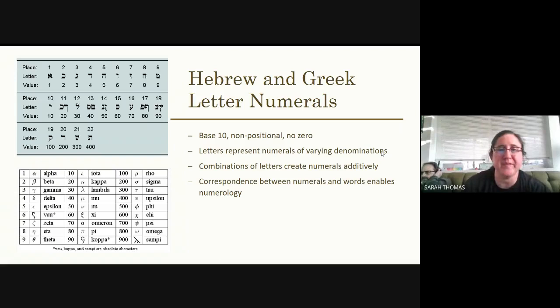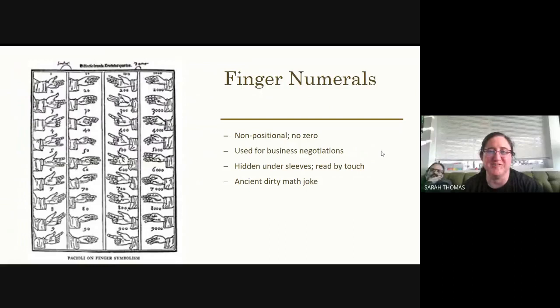One thing that was used in Europe that's really interesting is finger numerals. This is a non-positional system. There's no zero, and it was used for business negotiations. So the way that they would do it is if you wanted to negotiate with someone, you were basically doing it where other people could hear you. And if you didn't want people to overhear your conversation about what price you were getting for something you were selling or something you were buying, you'd want to make sure this was as secretive as possible. And most people couldn't write, or if they could write, if you wrote on something, people could get hold of it, right? Unless you burned it immediately, people could get their hands on it and know what it meant.